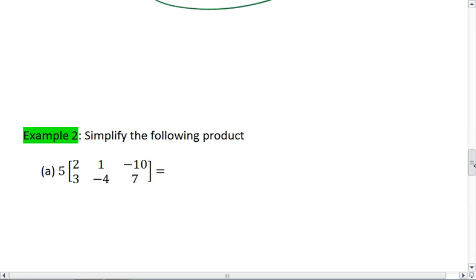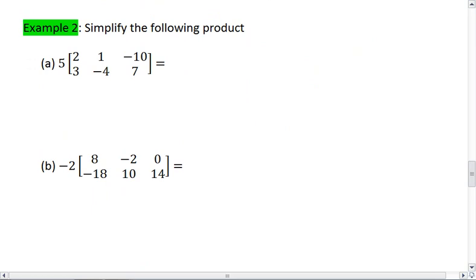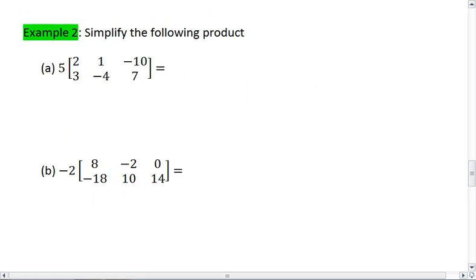To give you some practice, go ahead and try this example 2. Simplify the following product. You have 2 examples here, so you have 2 matrices both being multiplied by a scalar. Pause the video and then resume when you're ready to check your solution.